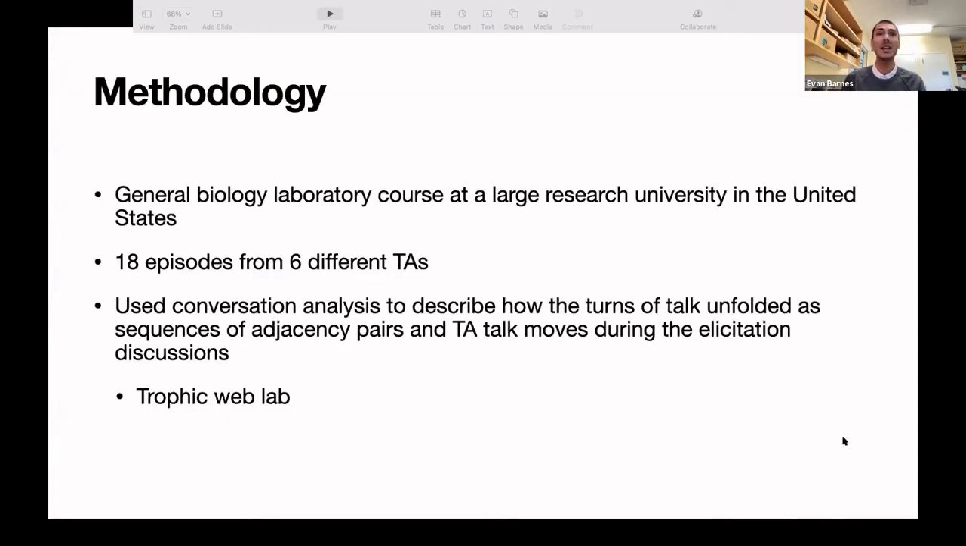So for this study, we examined 18 episodes of the same planned elicitation discussion that took place at the start of a certain week's lab investigation. These 18 episodes were collected from 6 different TAs in 3 different semesters. So each one is unique, but they all have the same central puzzling event and a discussion around the same idea. And then we used conversation analysis, like I said, to describe how the turns of talk unfolded and something we call adjacency pairs, which is basically a TA's talk move and then how the students respond.